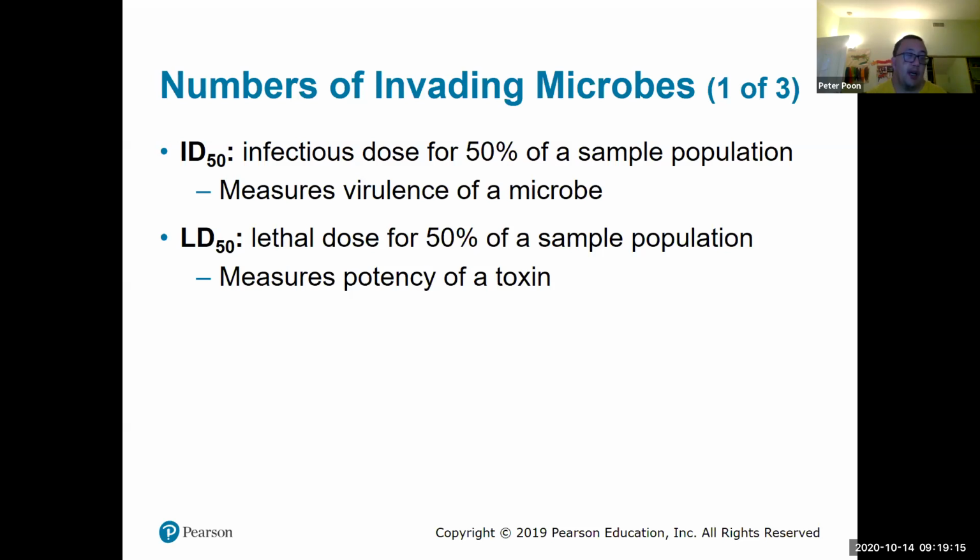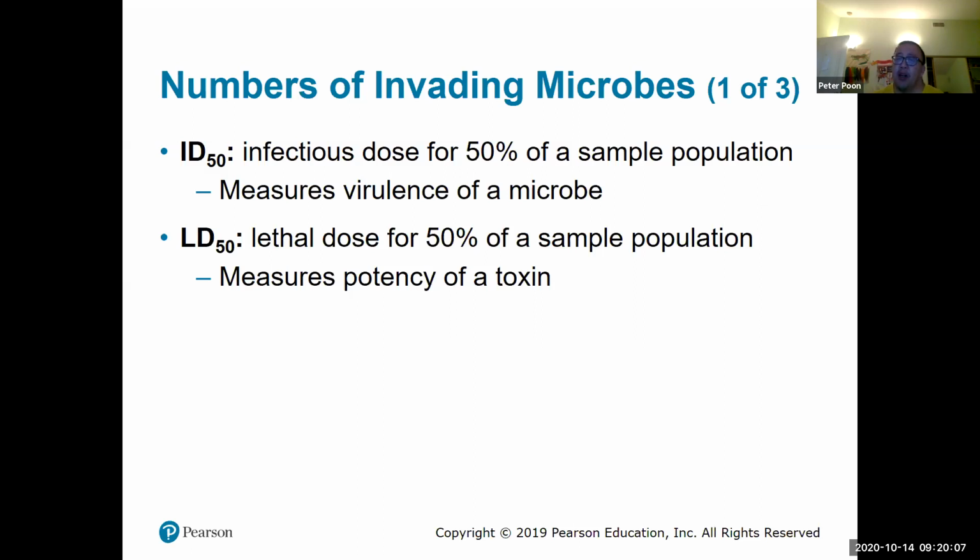All right, so let's talk about a couple of things, ID50 and LD50. ID50 is an infectious dose for 50% of the population. It measures the virulence of a microbe. So if I went around the room and injected everybody with an ID50 of smallpox, what does that suggest? Well, hopefully you realize that about half of you would get it and half of you wouldn't.